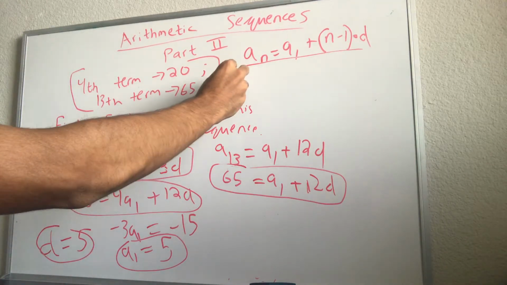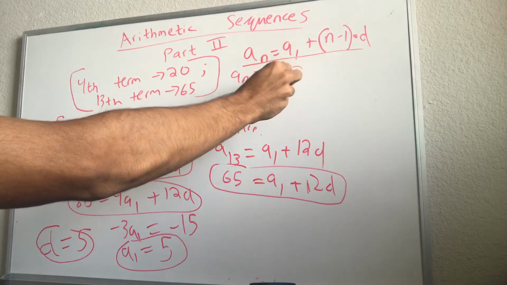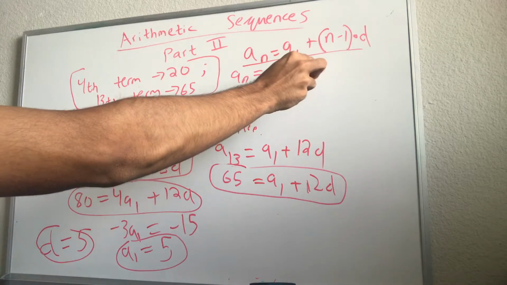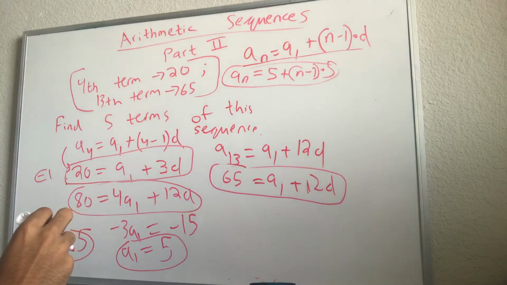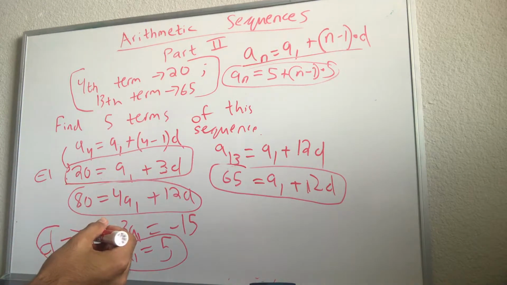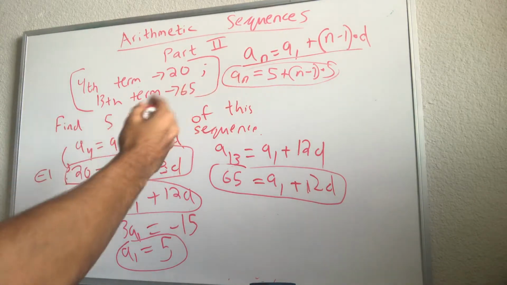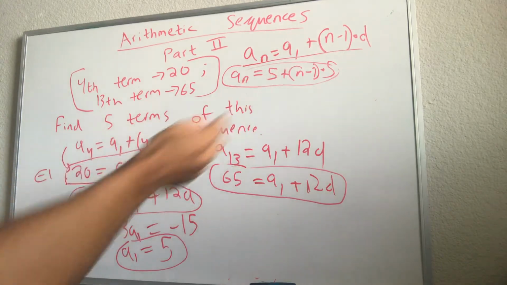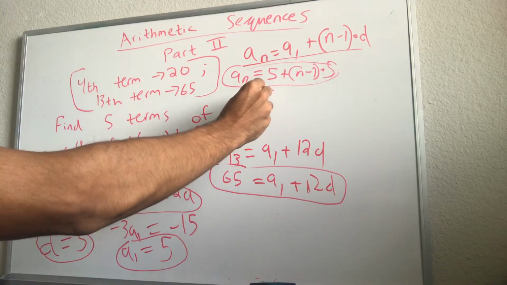So we say that an is equal to 5 plus n minus 1 times 5. This is our equation. We have to find the first 5 terms. And really, if we do this, we plug in 1 here for n to get the first term, right? a1 is the first term. So 1 minus 1 is 0 times 5 is 0, and add that to 5 is 5.